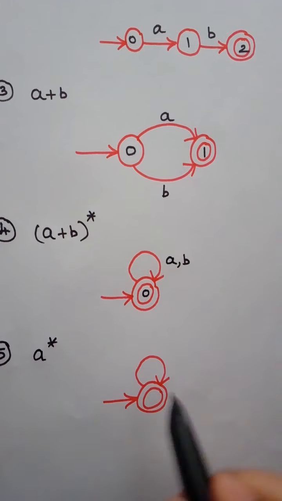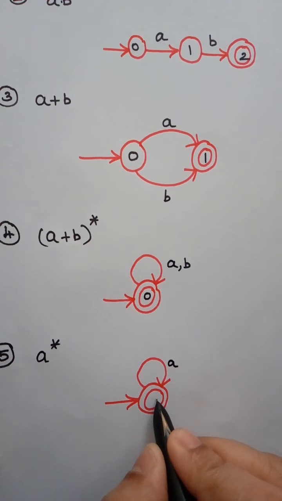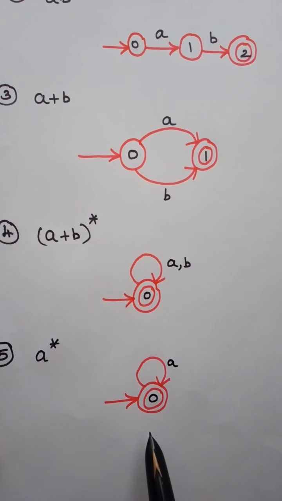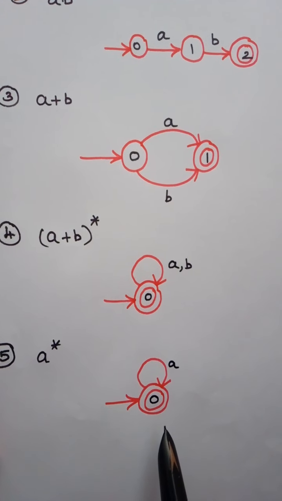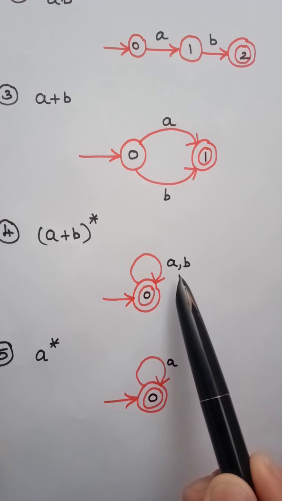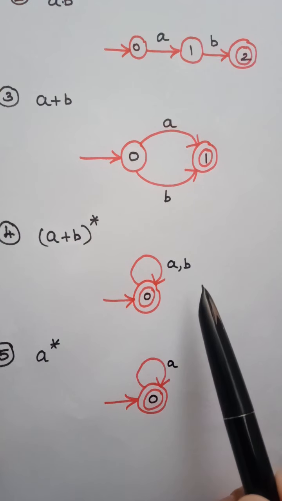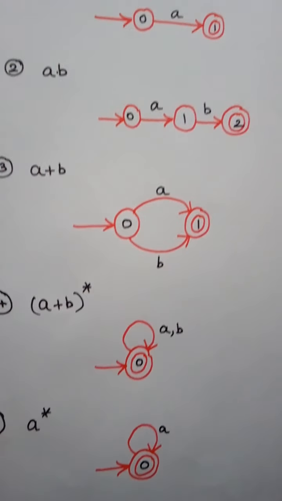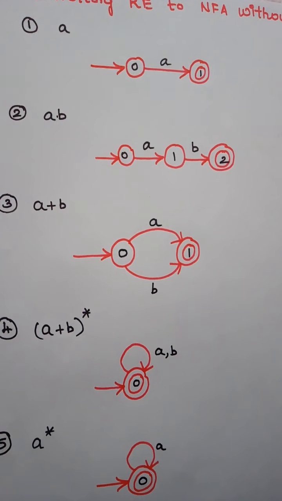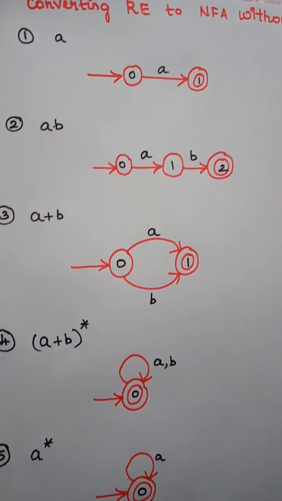And this is how a transition takes place for the input A. Let the state be 0. When it is given as A closure, this is how we have to construct the NFA. And when it is (A + B) closure, the input symbol can be A as well as B. So this is the fundamental thing that we have to keep in mind when we are converting a regular expression into NFA without epsilon.